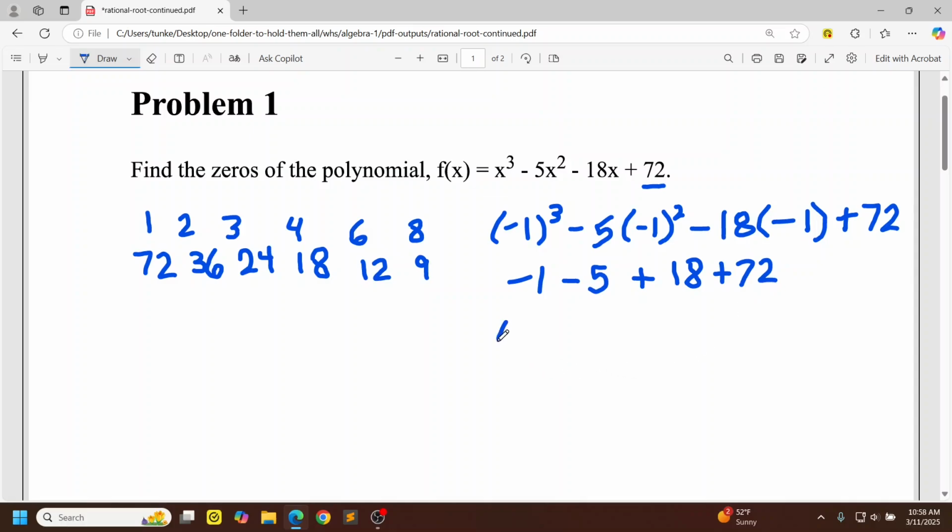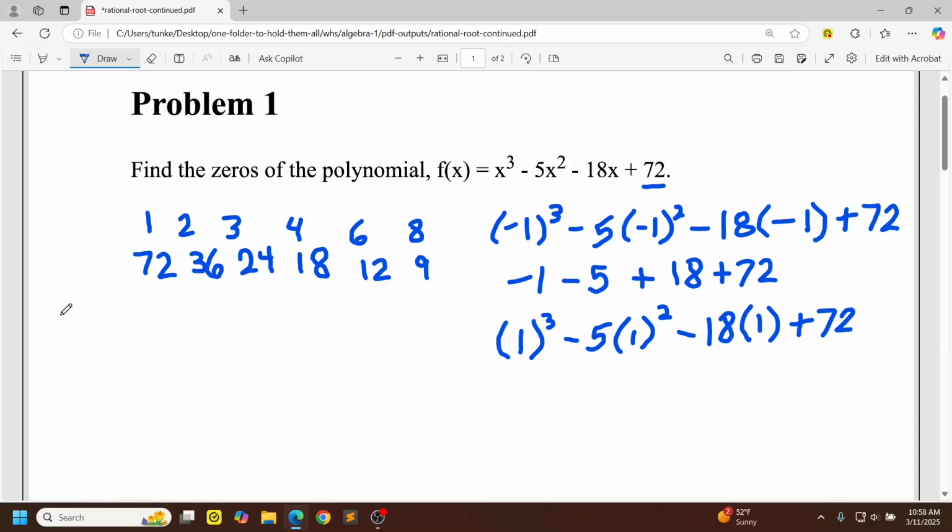And the next one I would do would be 1. So I'd do 1 cubed minus 5 times 1 squared minus 18 times 1 plus 72. And really, when I think about this, we have a minus 18 plus 72, so that gets me down to like, what, 54? And then I have minus 5 here, but that's not going to get me close either. So I'm just going to move to the next number.